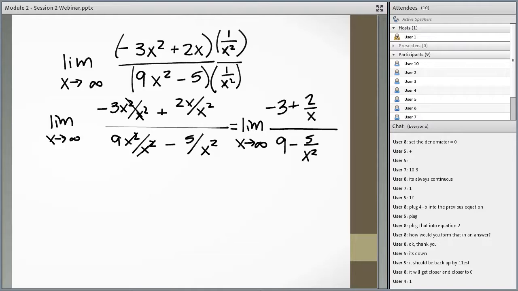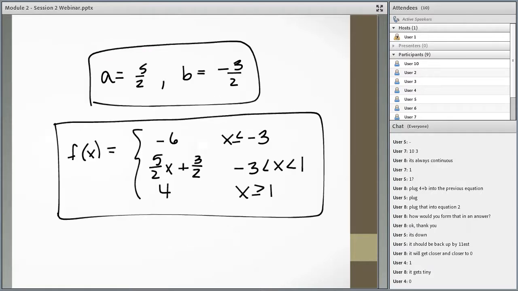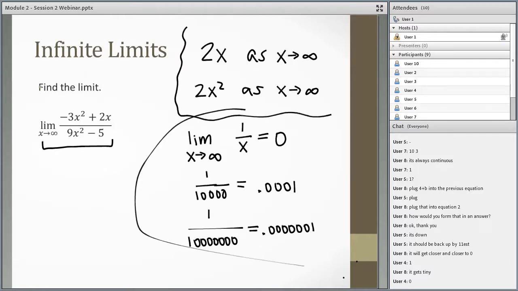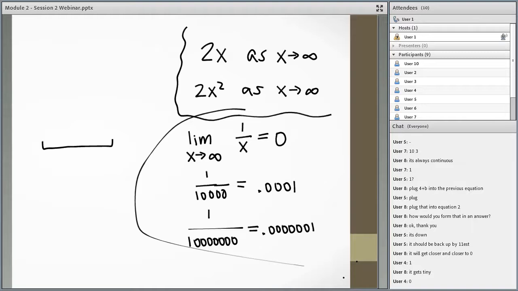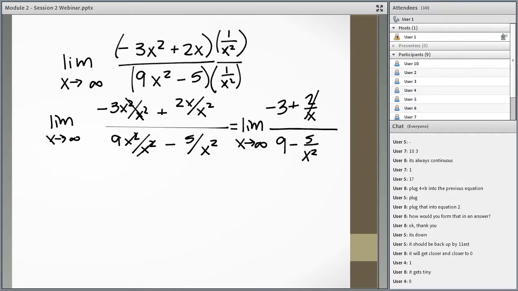So as x goes to infinity, negative 3, there's no x with negative 3, which means that term is not affected. So what about the 2 over x? What happens to 2 over x as x goes to infinity? Very good. It goes to 0. It's going to get smaller and smaller, just the same way that the 1 over x did. The same thing happens as right there. So it's just now the numerator is 2. So this term goes to 0.